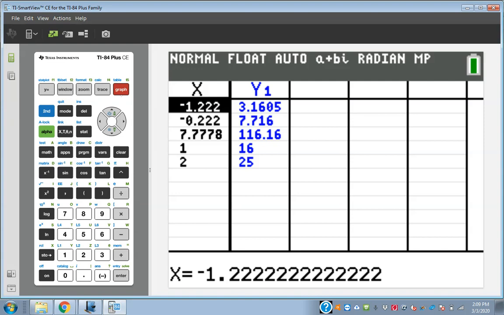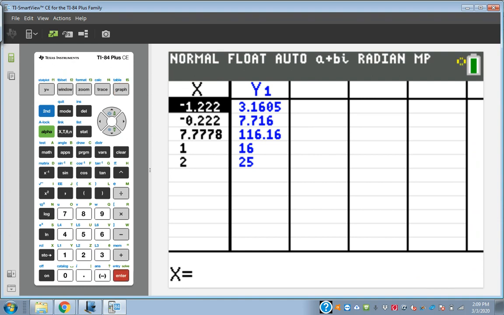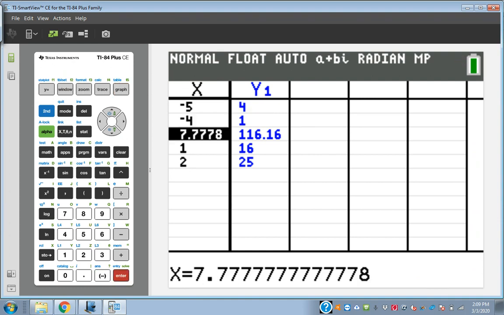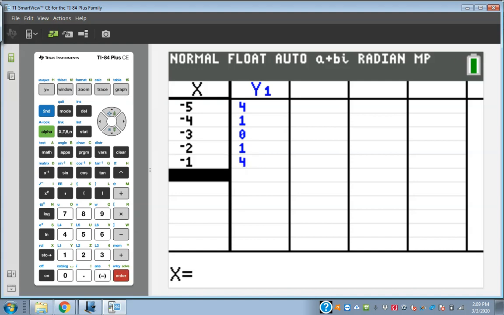So what I want to do is type in the table those x values that I've written down on the x side. I'm going to type in -5, -4, -3, -2, -1, and just hit enter every time. And I get the y values that go with them. Right there. You should have 4, 1, 0, 1, 4.